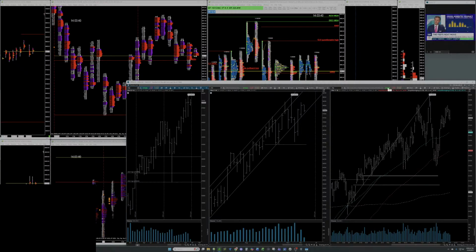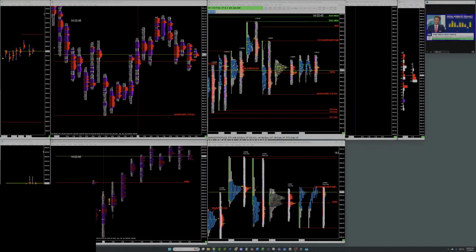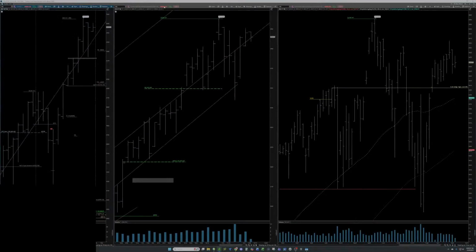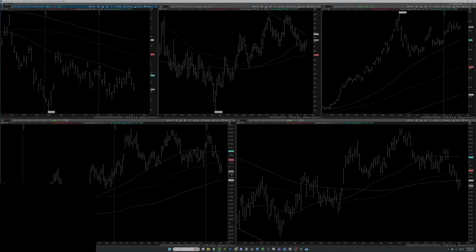What else can we check? Let's check the other markets. Let's check the bond market, for example. Market monitor. Look at this. This can be the reason why this market. Oh boy.